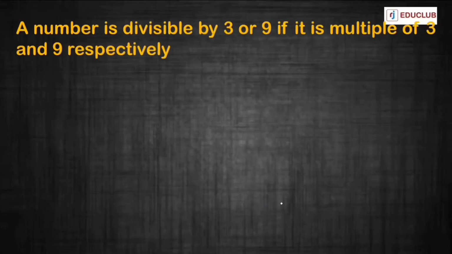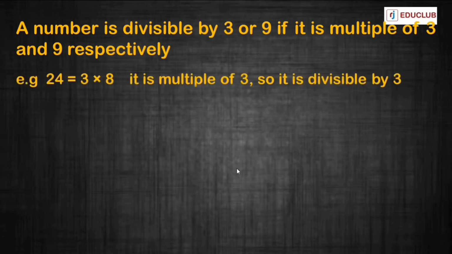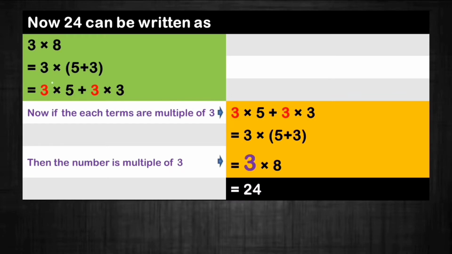Now, a number is divisible by 3 or 9 if it is a multiple of 3 or 9 respectively. Let us take one number, 24. It is a multiple of 3, so it is divisible by 3. 24 is 3 into 8. We can write 8 as 5 plus 3. So it will become 3 into 5 and 3 into 3. We have separated it into two terms. Both terms are multiples of 3.